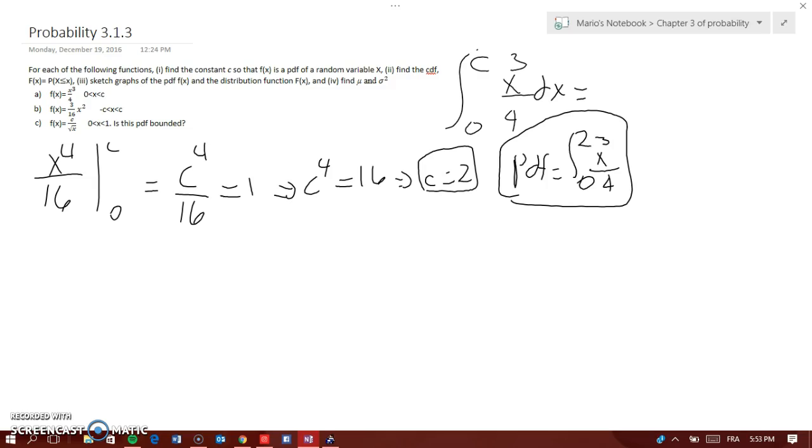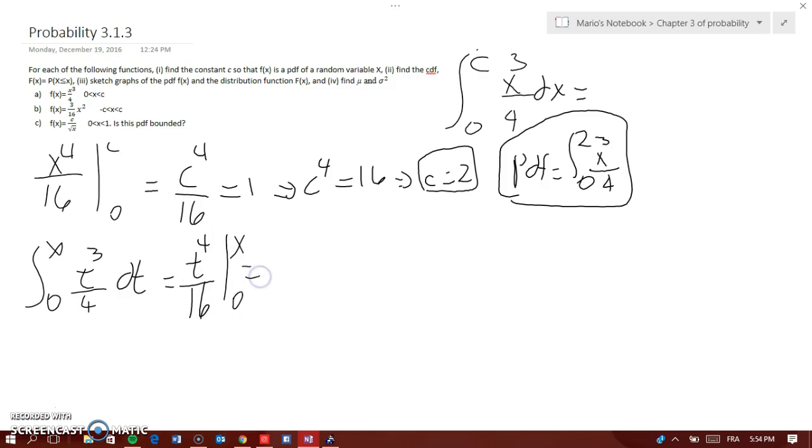Now, what is the CDF? The CDF is just taking the x and putting a t instead. So we would have the integral from 0 to x of t cubed over 4 dt. It's for the same reason as all the other ones that I've shown you before, so if you understand the other one, you will see this one is the same thing. That would equal t to the power of 4 over 16 from 0 to x, which is x to the power of 4 over 16.